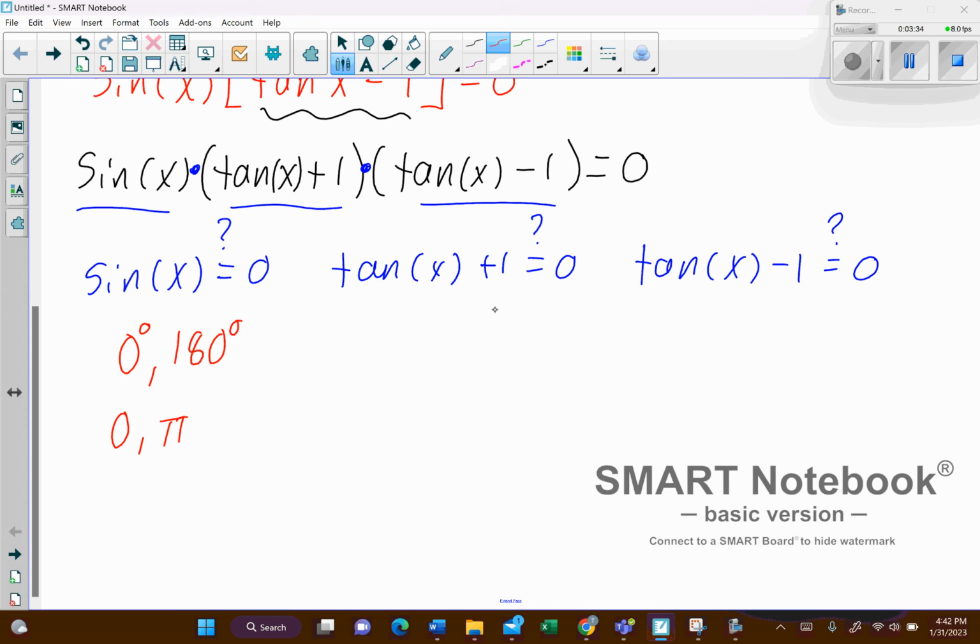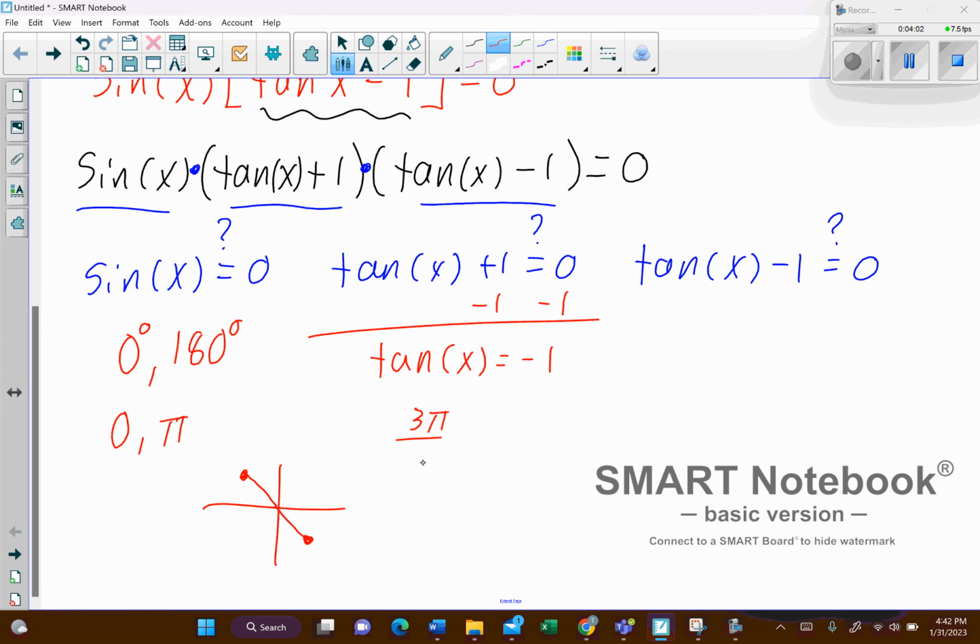Then I've got to subtract 1 on both sides, and so I end up with tangent of x equals -1. So where's tangent -1? If you visualize your unit circle, you're going to have it right there and also over here. The first one would be 3/4 of a pi, so that's one of my solutions. And then let's see the other one.